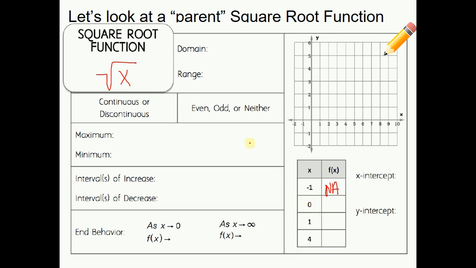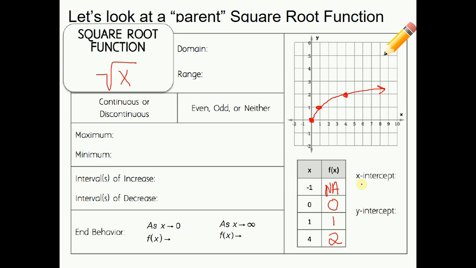If I plug in 0, the square root of 0 is just 0. Square root of 1, 1. Square root of 4, 2. So I can't graph -1, NA. That's not an option. 0, 0. 1, 1, and 4, 2. So it's a graph that looks something like this. Notice, guys, it's not going to the left because we don't have any values for -1. No x values can be negative. If they're negative under a square root, then it doesn't work. So we have to keep it all to the right side.